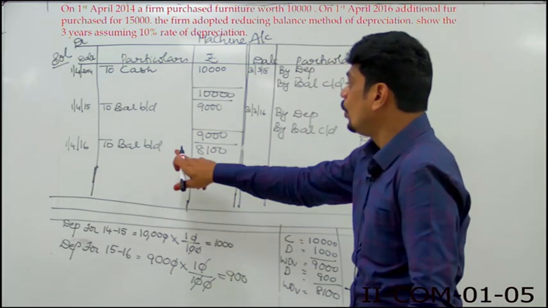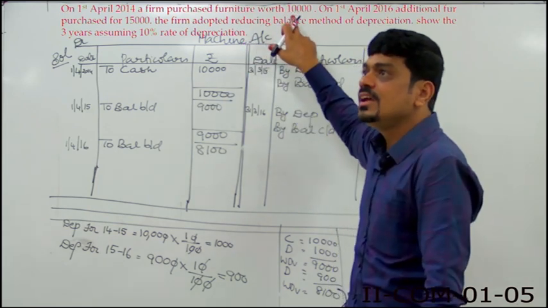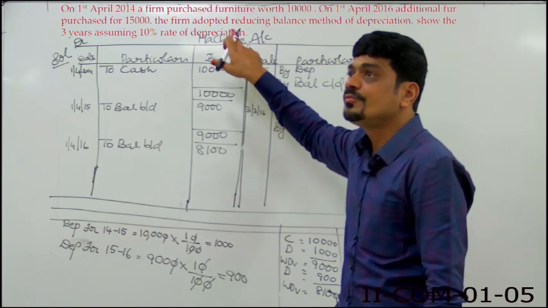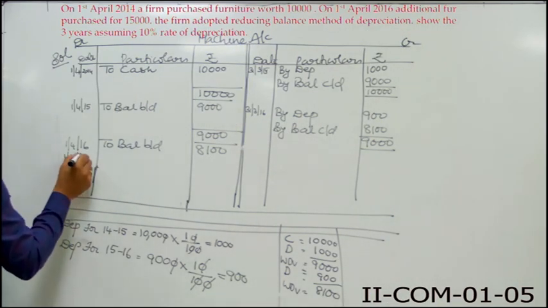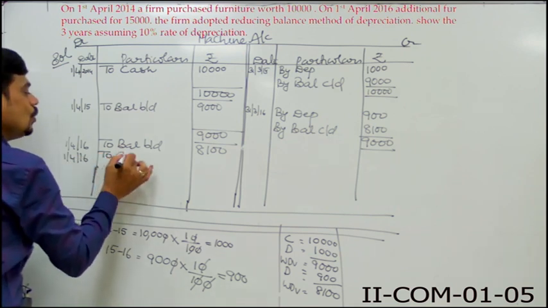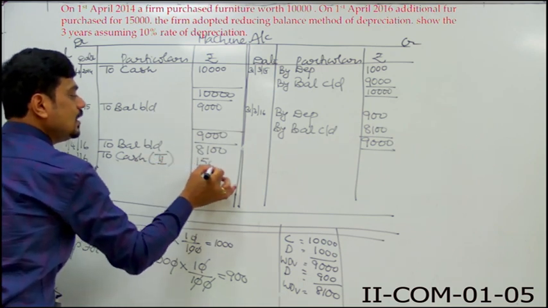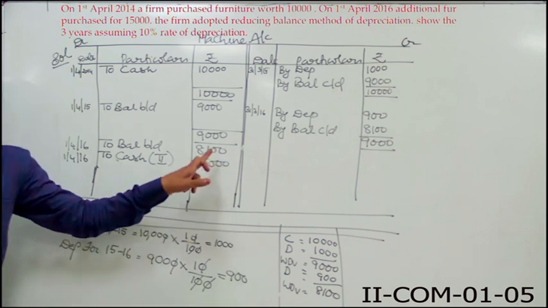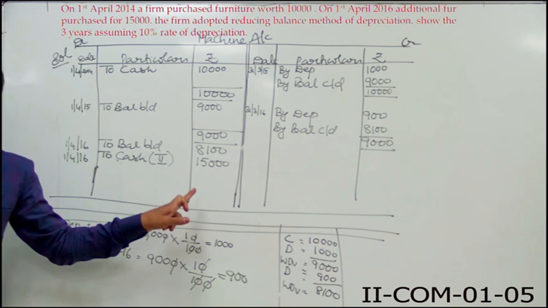Yes. What did we do in 2016? In the question, we see that we bought one more machine for 15,000. So I'll add it. Again, 1st April 2016. I'll write to cash, and in brackets I'll write 2, 15,000. So how many machines do I have now? 2 machines. First is 8,100 and the new one is 15,000.